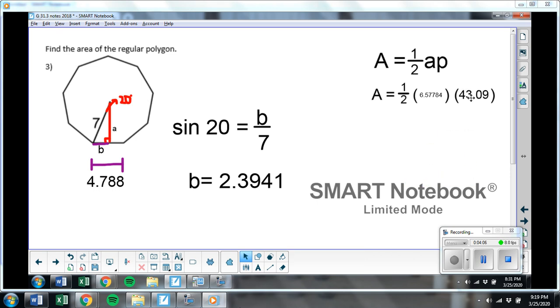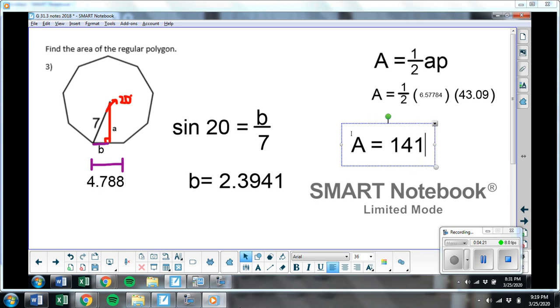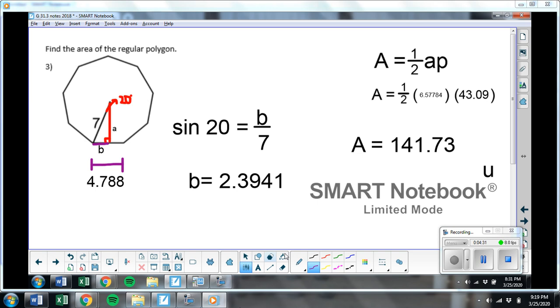I rounded that one because it's still in my calculator. Multiply it out to get your final answer. 141.73. There's no units, so it'd just be unit squared. You might see it written as U squared for the label. Instead of centimeters squared, it's just unit squared.